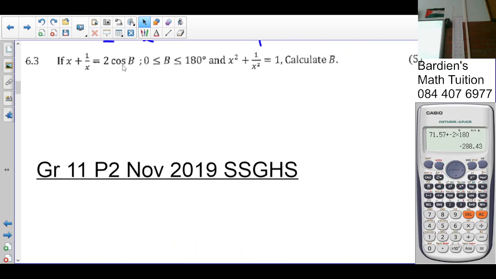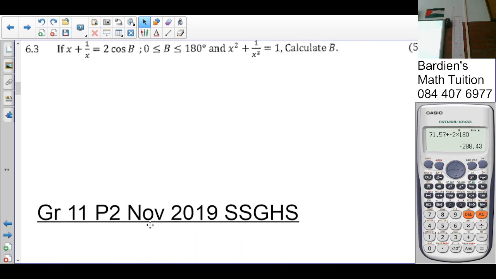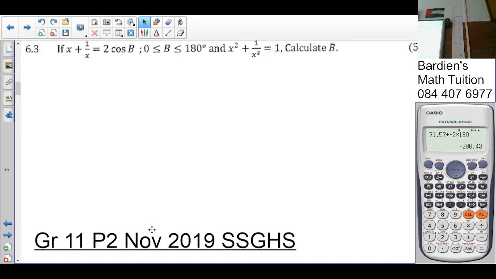6.3. In question 6.3 we are told if x plus 1 over x equals 2 cos beta, and beta is greater than 0 but less than or equal to 180, and x squared plus 1 over x squared is equal to 1, calculate beta.